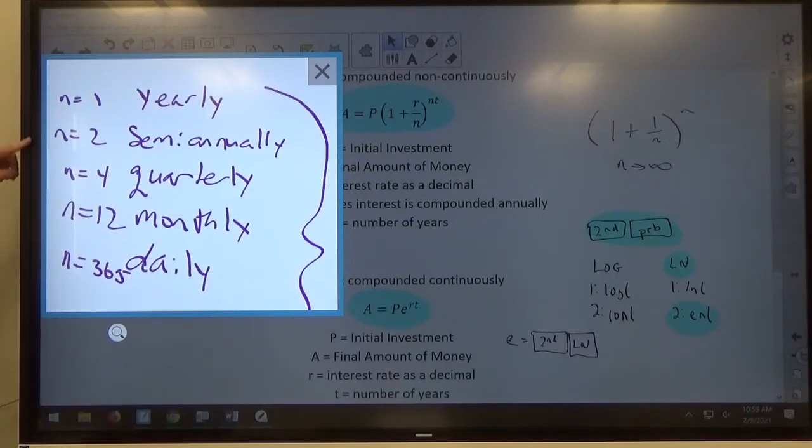Those aren't all that are there. That's just an example of a list. They could say hourly, then you have to figure out how many hours there are in a year: 365 times 24. Is that quarterly? Quarterly, yes.